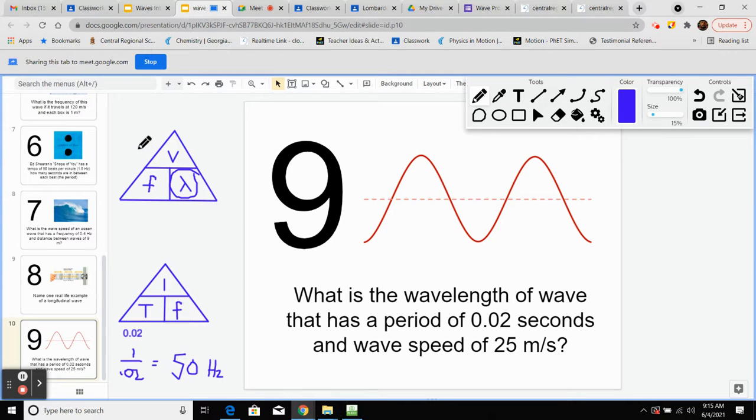So we have 25 for our velocity. Since frequency is underneath it, you divide by 50, and your answer should come out to be 0.5. Hold on, 25 divided by 50? Yeah, it's 1/2, or 0.5. Either one of those should work. Now, what is the unit for wavelength? The meter. Good.